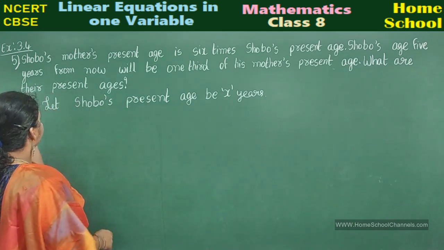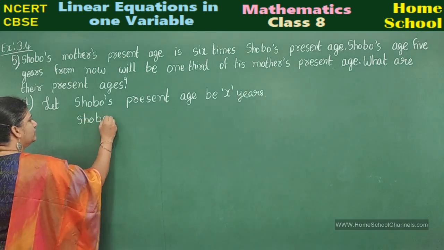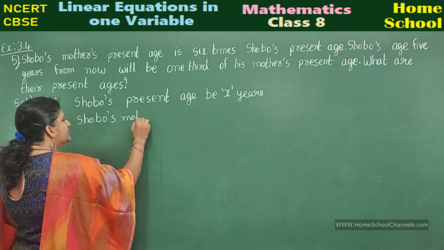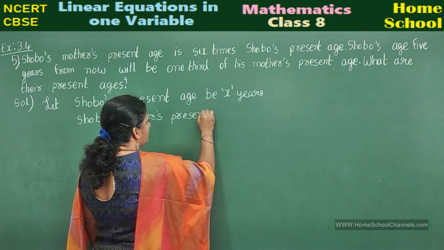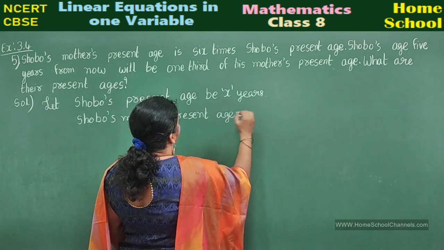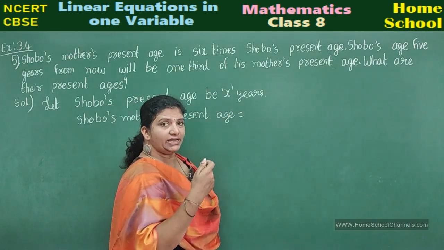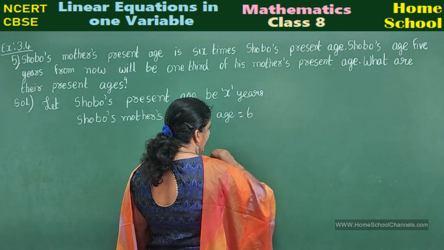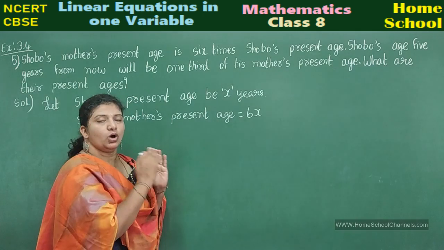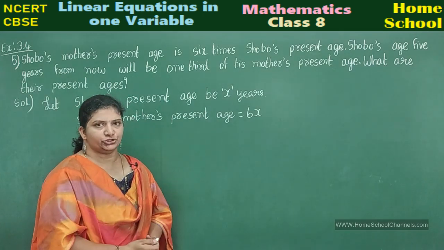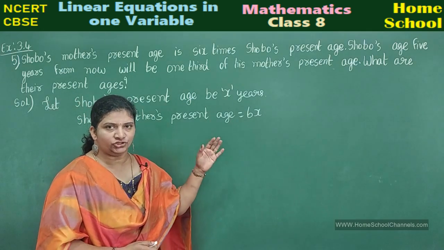And one more person, Shobo's mother's present age is 6 times. 6 times means we need to multiply by 6. 6 times Shobo's present age, 6x years. Only one person's age we are assuming. Then the other person we write with 6 times the present age of Shobo.